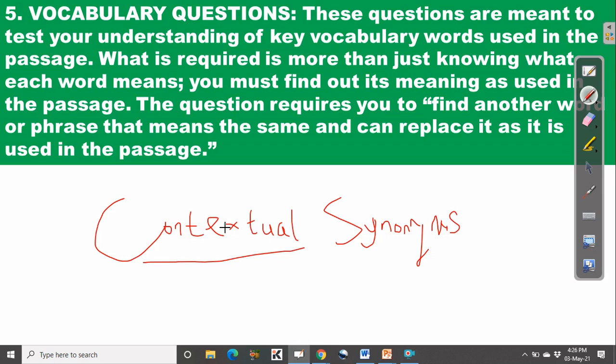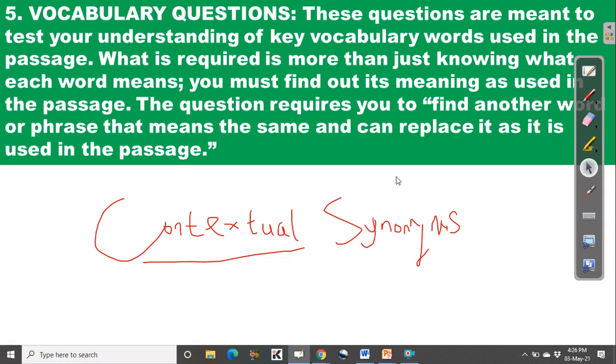Context means the immediate linguistic environment within which a word or phrase or expression is used, or simply put, how a word is used in a sentence or in a passage. That is the context of that word. So let's now go further. In this case, questions about vocabulary or contextual synonyms are meant to test your understanding of key vocabulary words used in the passage.